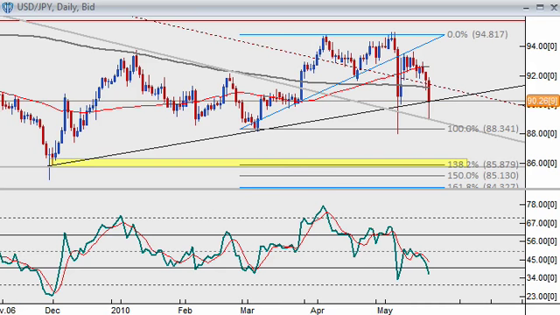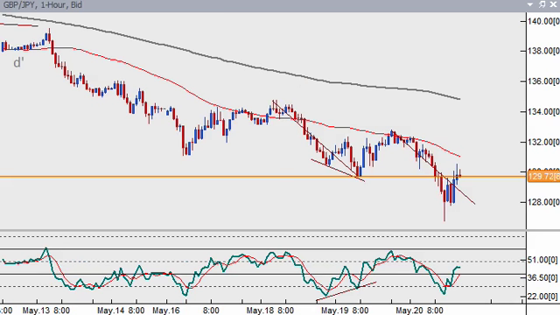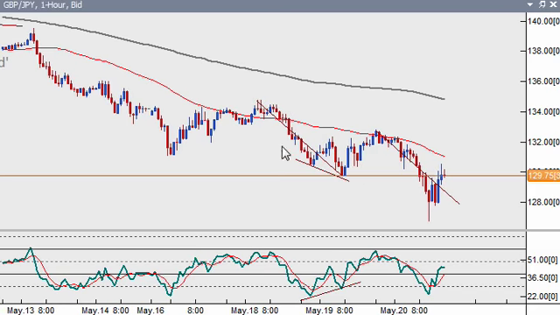I'll come back to this pair tomorrow. Here's a 1 hour look of the pound yen pair. Yesterday we saw this divergence, and I warned that this actually could be a continuation signal instead of a reversal signal. To be more precise, there is a reversal, but it was very insignificant.